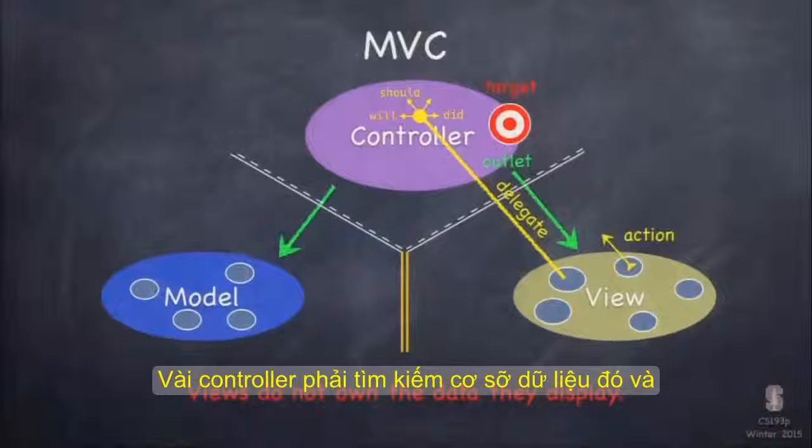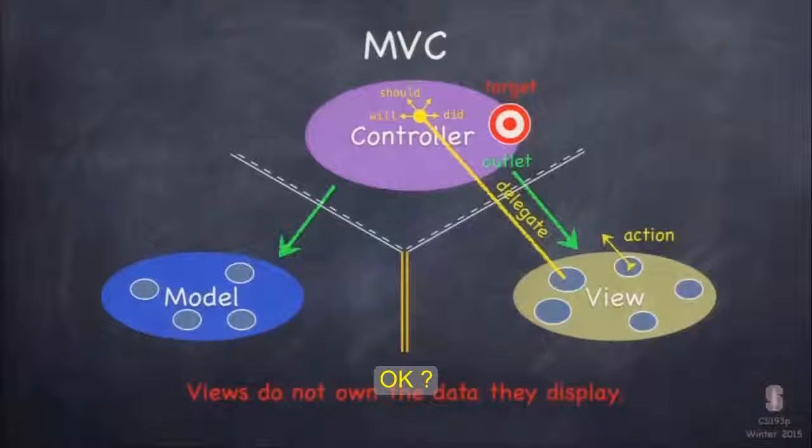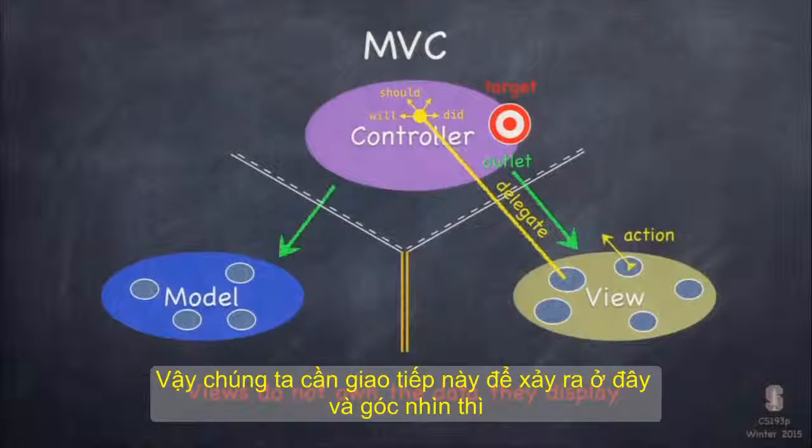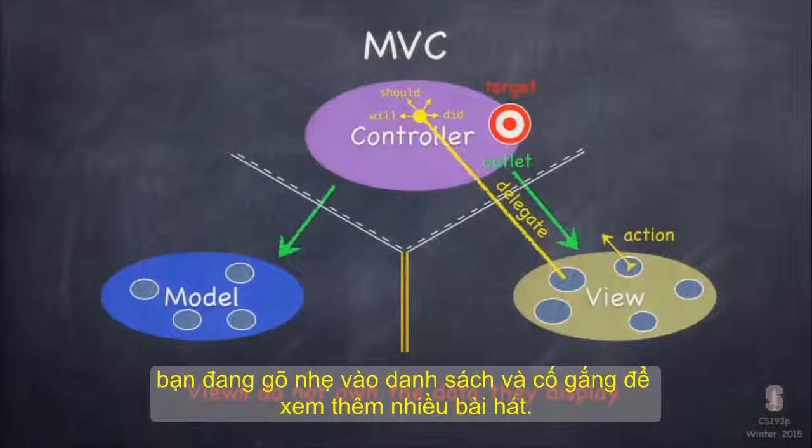It's in the model. Some controller has to look at that database and tell a view how to display all those songs. So we need that communication to happen here. And the view is displaying some sort of list, and you're touching down and you're flicking on the list and trying to see more songs.